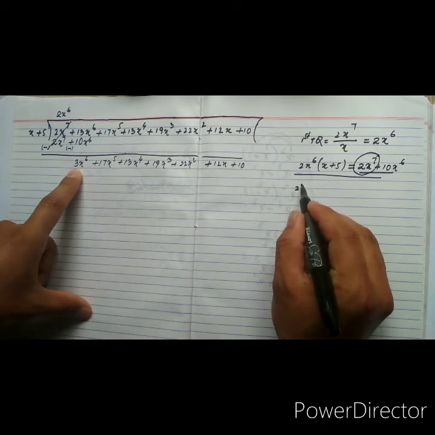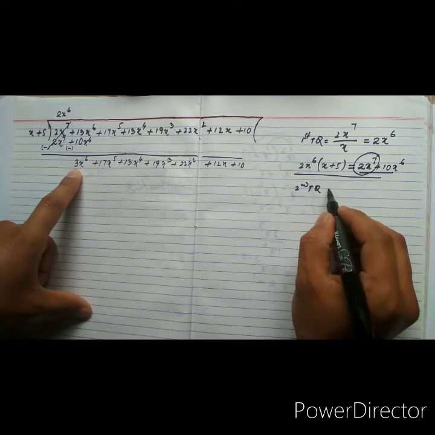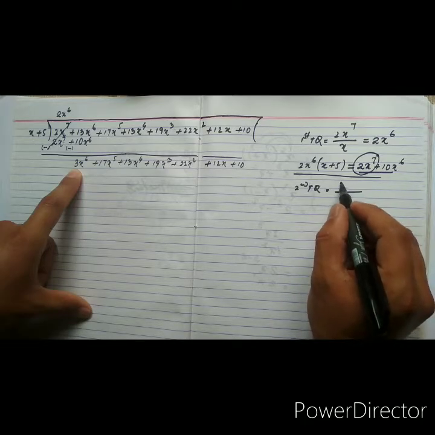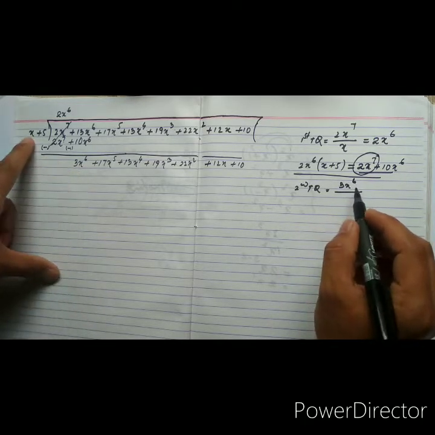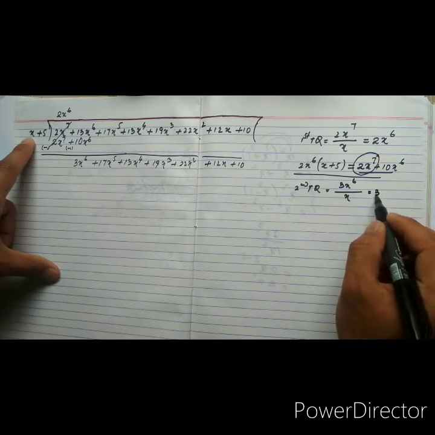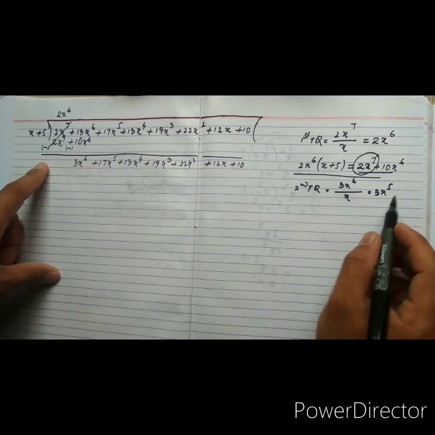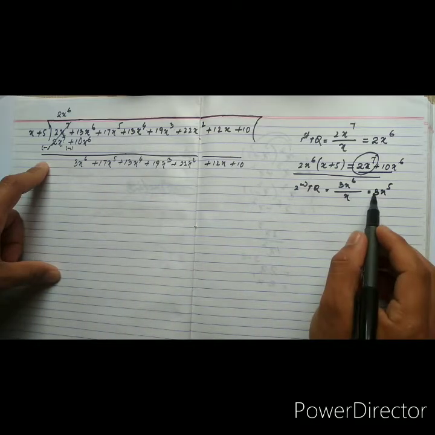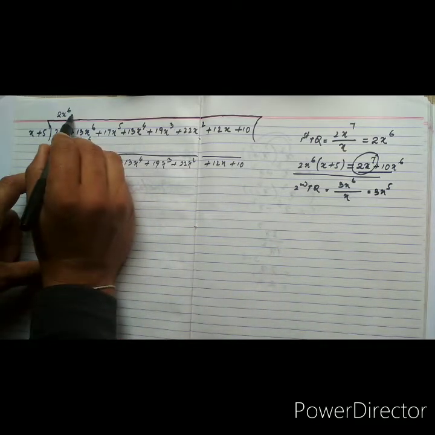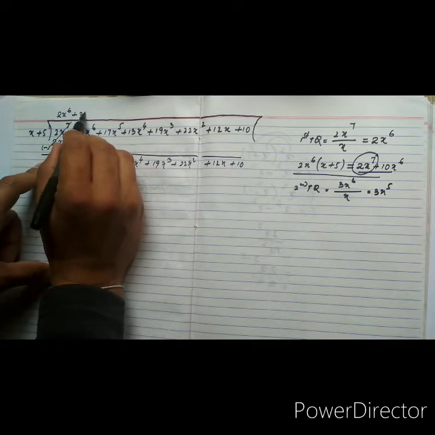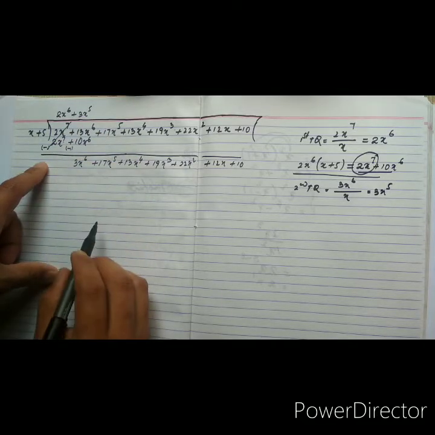So I'll write here, the second term of the quotient will be 3x^6 divided by x. We'll get 3x^5. What is the sign here? It's positive, so you will write here plus 3x^5.